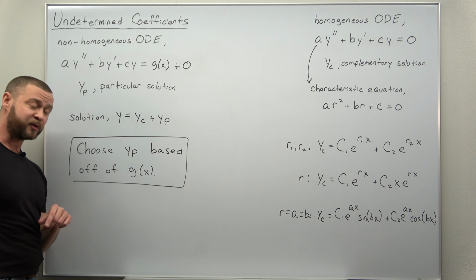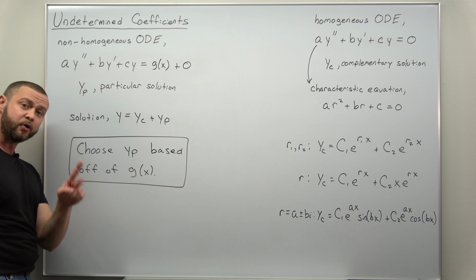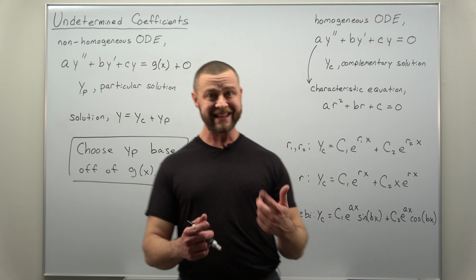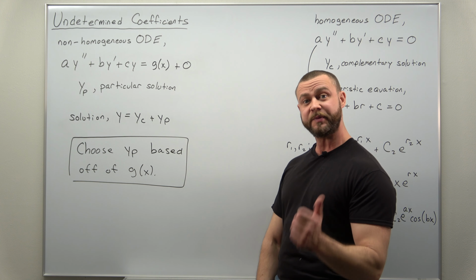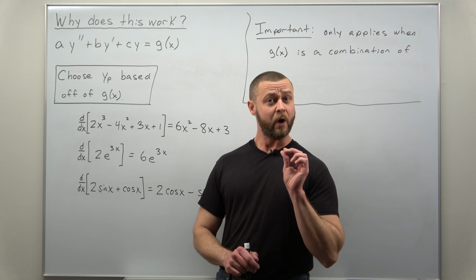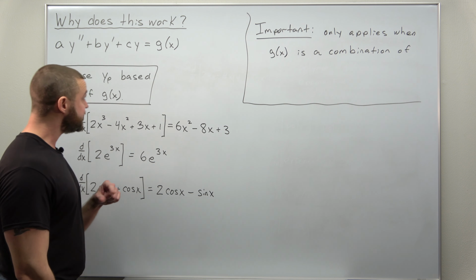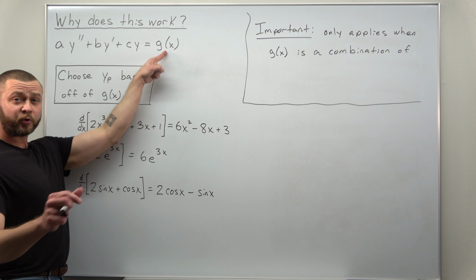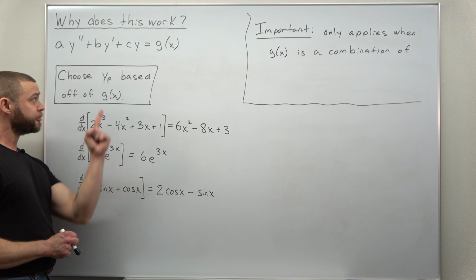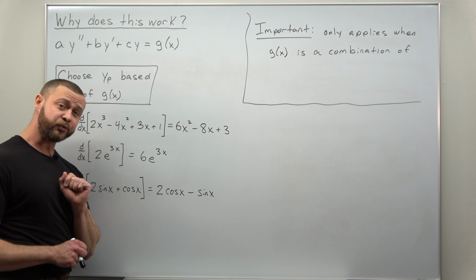Now, before we get to some examples, we need to address 1, why this works, and 2, when the method of undetermined coefficients applies. So let's go ahead and get to that, why this method works, and when it applies. So, to apply the method of undetermined coefficients, we go to our non-homogeneous ODE, we take a look at our right-hand side, g of x, and we use that to make a choice for the form of what we call the particular solution. Now first, why does this work?